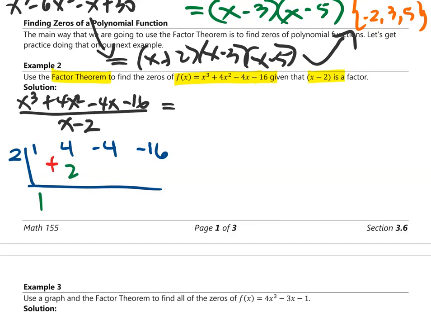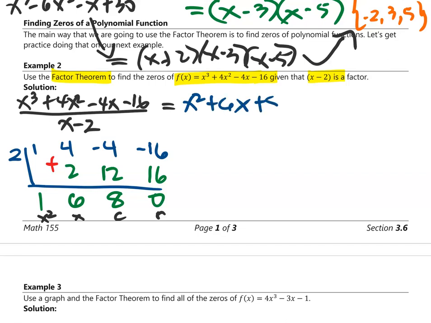4 plus 2 is 6. 6 times 2 is 12. Negative 4 plus 12 is 8. Times 2 is 16. Negative 16 plus 16 is 0. So remember, from the last one, this is your remainder, then the constant, x, x squared. So here, when we divide this, it is equal to x squared plus 6x plus 8.